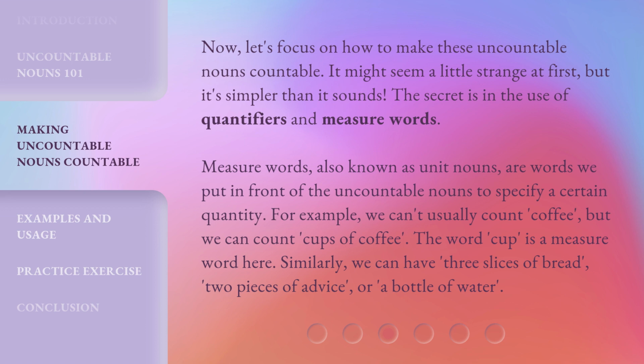Measure words, also known as unit nouns, are words we put in front of the uncountable nouns to specify a certain quantity. For example, we can't usually count coffee, but we can count cups of coffee. The word cup is a measure word here. Similarly, we can have 3 slices of bread, 2 pieces of advice, or a bottle of water.